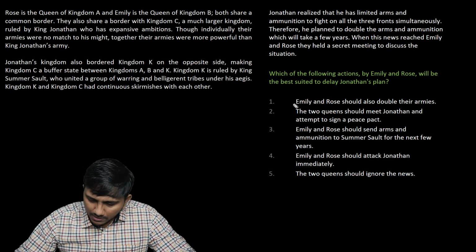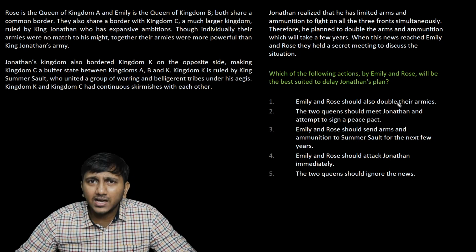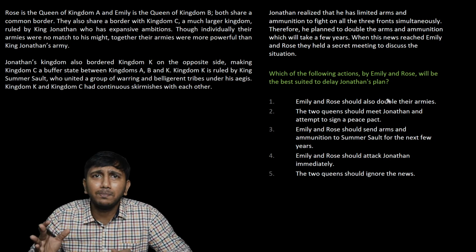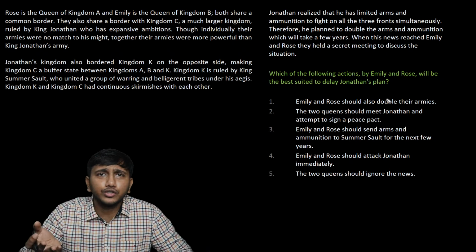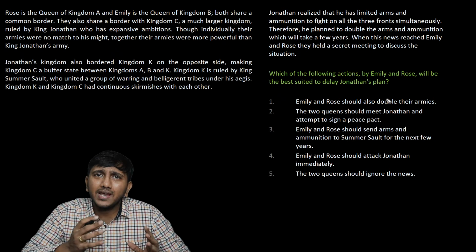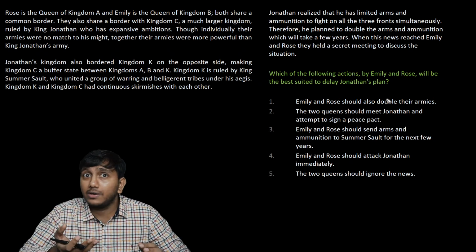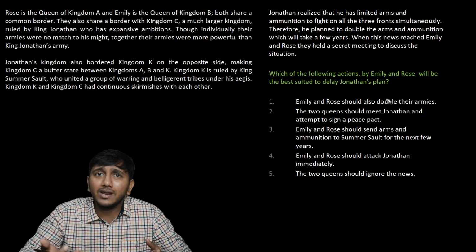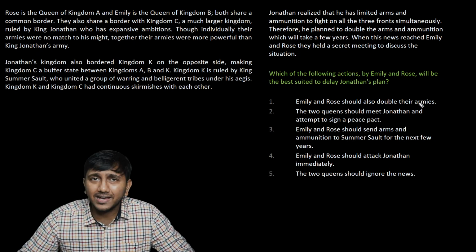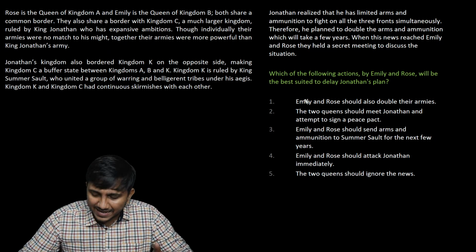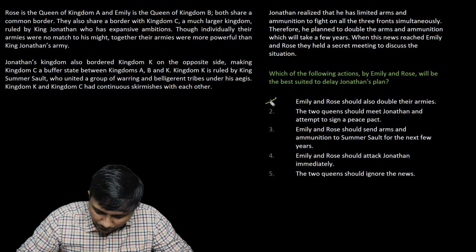First one, Emily and Rose should double their armies. How does that delay his plan? Emily and Rose could double their armies and Jonathan might also double his army, right? Probably Jonathan will not even know that they are doing it. It might not even affect Jonathan in any way. So Emily and Rose doubling their armies is in no way going to delay his plan. So I'm going to get rid of that.